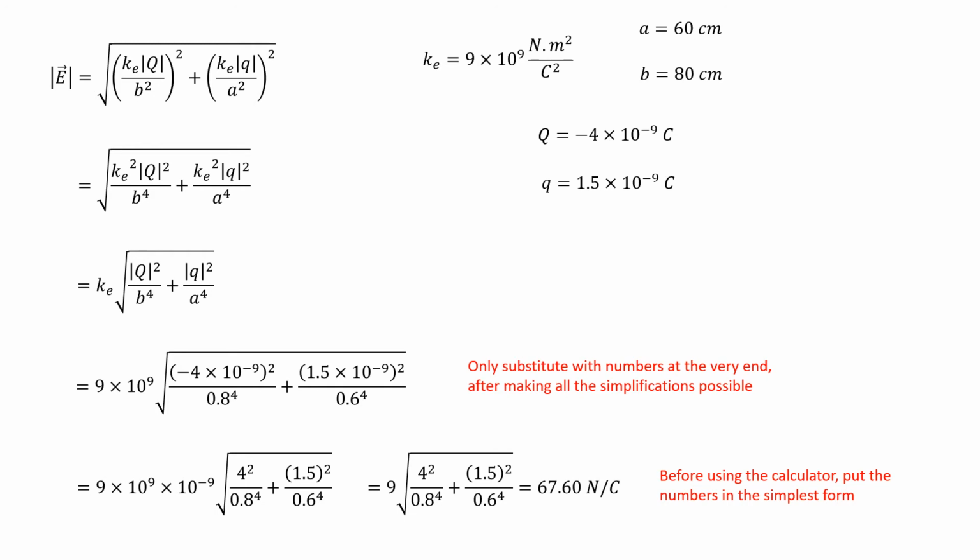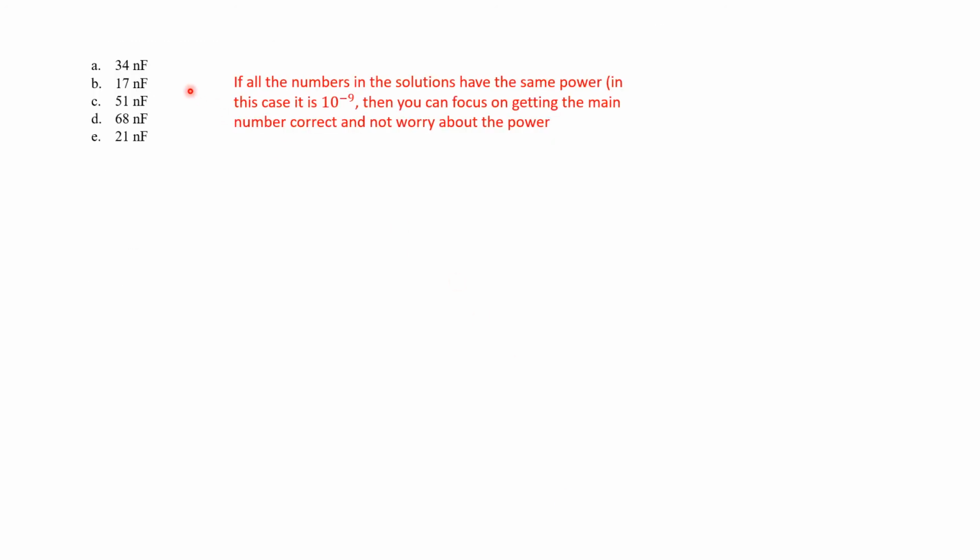So this is a step-by-step systematic way of solving problems. Sometimes in some problems, they give you the multiple choice answers where the power is nano, they're all nano, they're all 10 to the minus 9. So that means you can focus on finding the first number. That's the thing that will be different in all of them, but the power is the same. So you don't need to focus too much on getting the overall power correct. So it depends really on the problem.